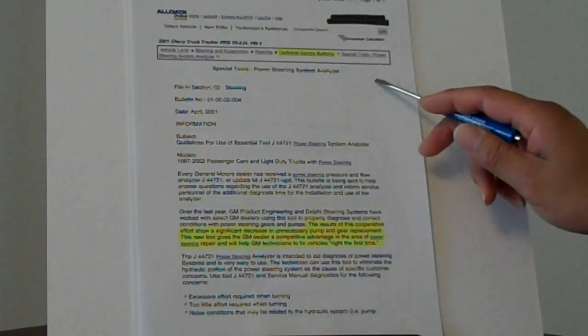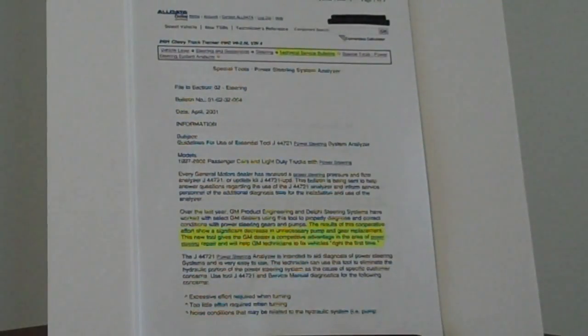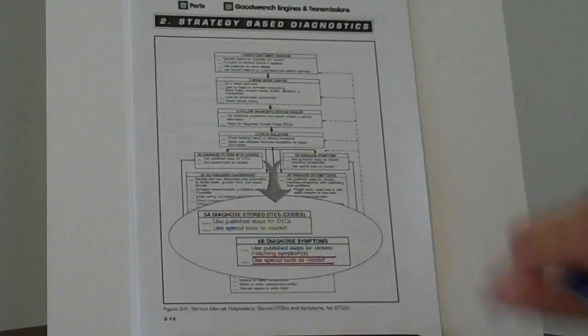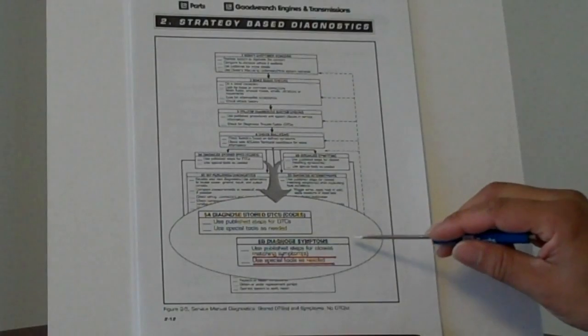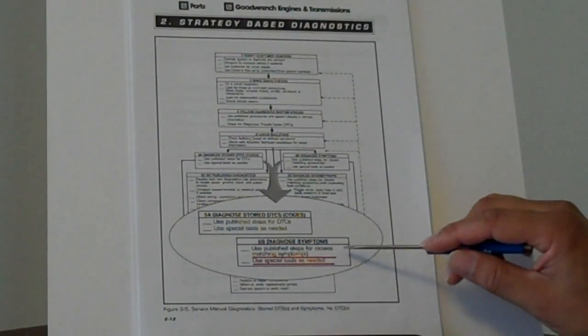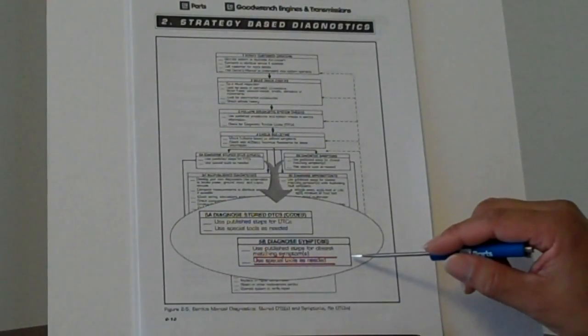The second TSB, power steering system analyzer, shows by using the analyzer, unnecessary pump and gear replacement are decreased significantly, and vehicles can be fixed right the first time. Step 5. Diagnose symptoms. Use published steps for closest matching symptoms. Use special tools as needed.